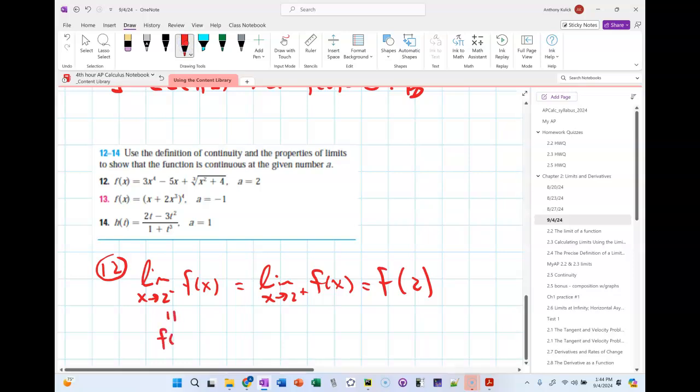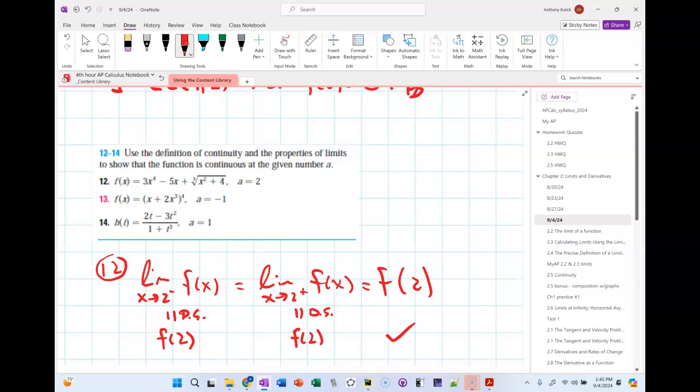So this is just going to be f of 2. This is going to be f of 2. Well, and that's clearly f of 2. So we're kind of done. Now you could plug those things through if you wanted to, but that's the idea. You just plug in 2 for x in f. But it said to use the definition of continuity, so I wanted to write down what I was trying to show.